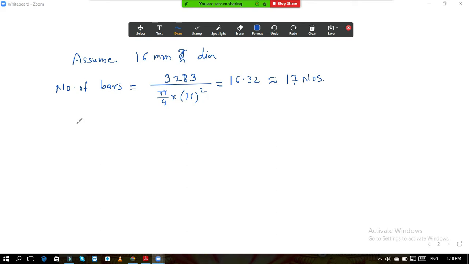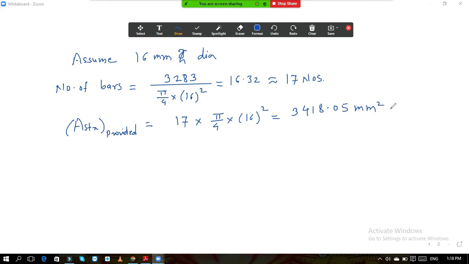So ASTX provided. What we are going to provide, that we will calculate. Provided how many number of bars? 17 number of bars. What is the diameter of each bar? 16 mm is the diameter of each bar. So calculate the ASTX provided. What we are providing works out to be 3418.05 mm square. This much of area we are providing.